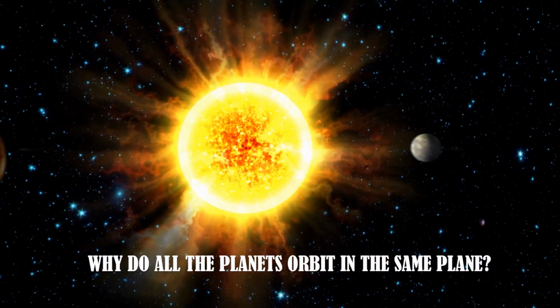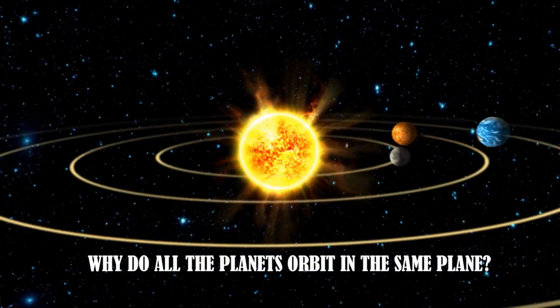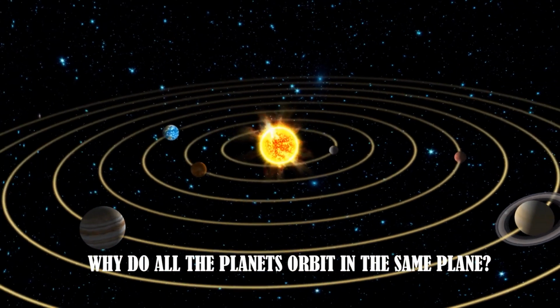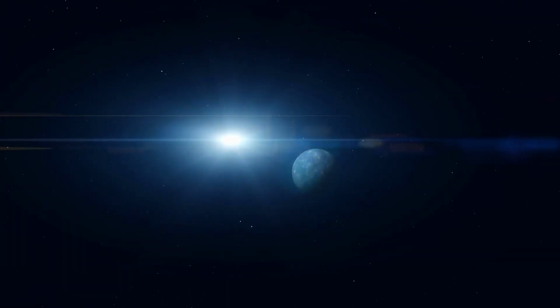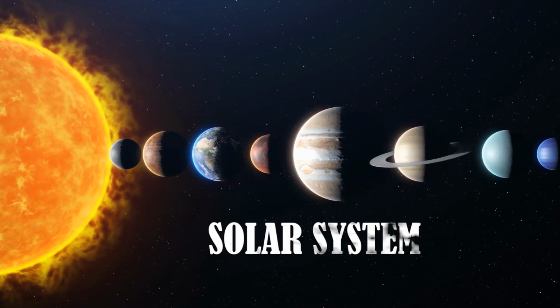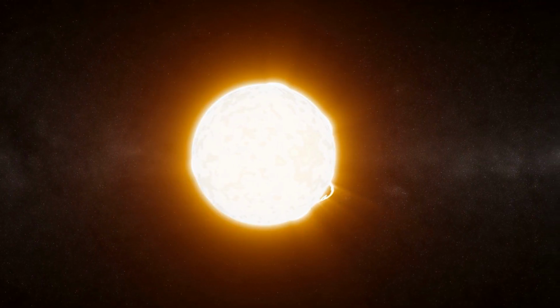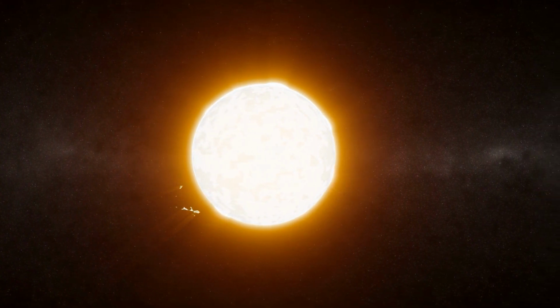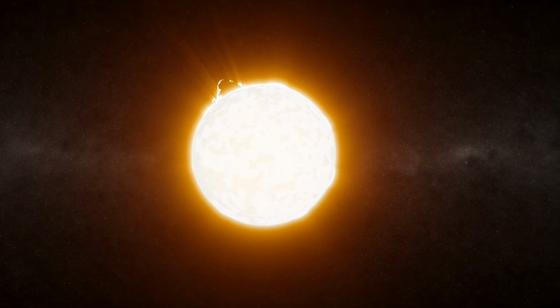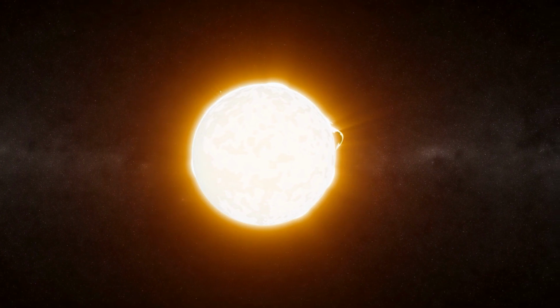Why do all the planets orbit in the same plane? The cosmos has several planetary systems similar to ours, with planets orbiting a host star. Our planetary system is called the solar system because our sun is named Sol, which is derived from the Latin word for sun, Solis. Therefore, anything associated to the sun is referred to as solar.